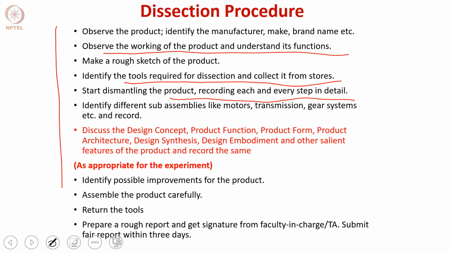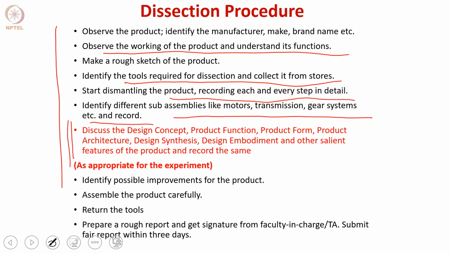And be careful while removing the components. Very small parts like screws or nuts you may miss them. So keep all those things in a small bowl given to you, and don't leave them on the table. And identify the sub-assemblies like motors, transmission, gear system, etc., and record them. And then discuss the design concept.